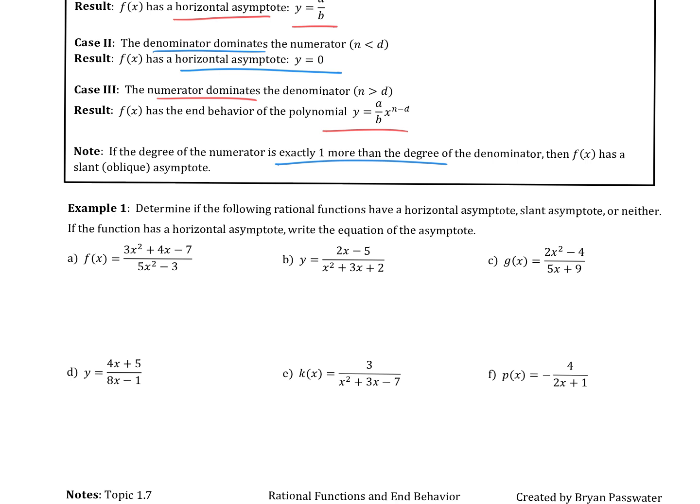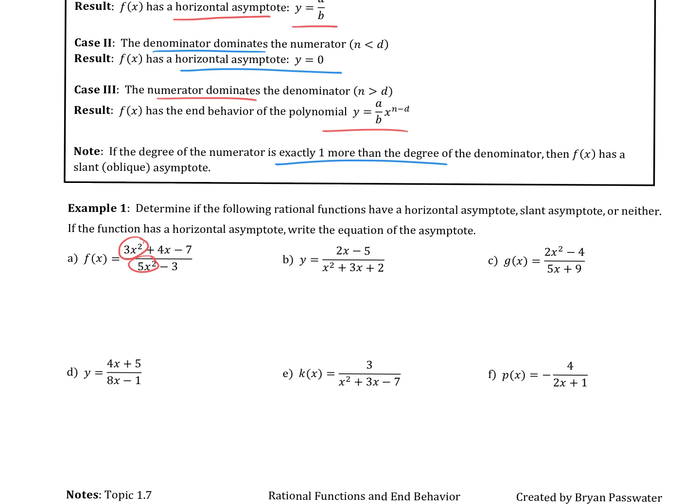We have these rational functions, and we need to figure out if each has a horizontal asymptote, a slant asymptote, or neither. Let's look at part A. When I talk about an end behavior model, what is my leading term on my numerator in part A? We look at the numerator, and 3x squared is going to overpower the 4x and the negative 7. We don't care about the 4x and negative 7. We care about the 3x squared. And what do we care about on the denominator? This 5x squared. So that's your end behavior model, 3x squared over 5x squared.